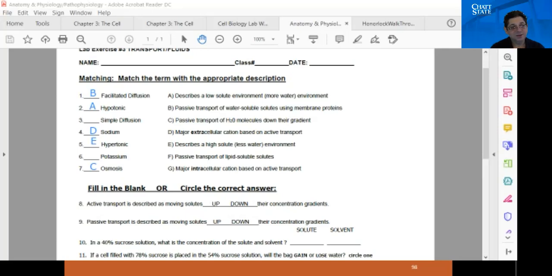It's just high solute, so it's hypertonic. And anything high in solute is going to want to attract water. It's like, come here, water. I got you in my eyesight. It's going to pull water towards it.